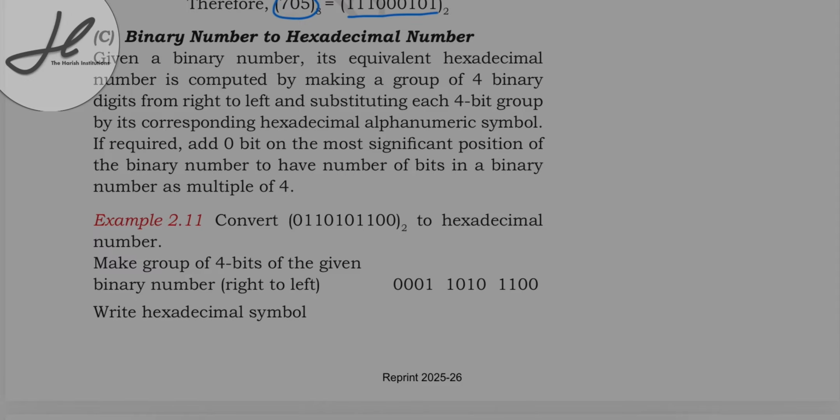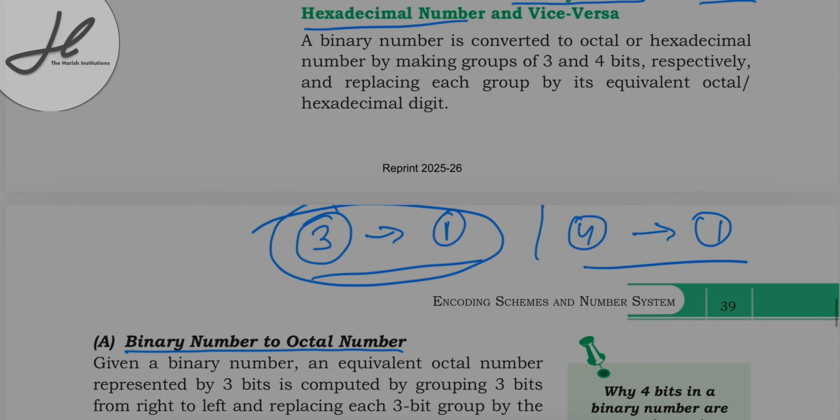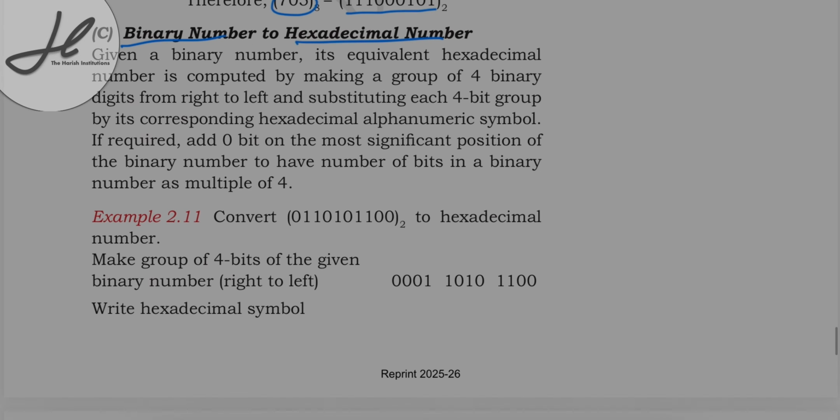Okay. So the next point is binary to hexadecimal. Okay. So if you remember this concept, now we can go from binary to hexadecimal. So 4 bits is converted into 1. Okay. Binary to hexadecimal. We are given this. We will divide this into 4-bit chunks. So first, always start from grouping your binary numbers from right to left.